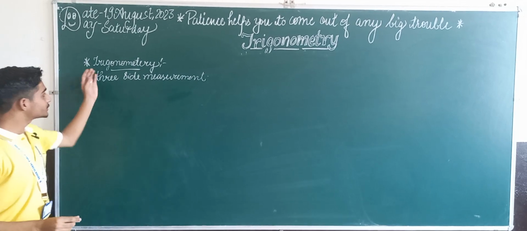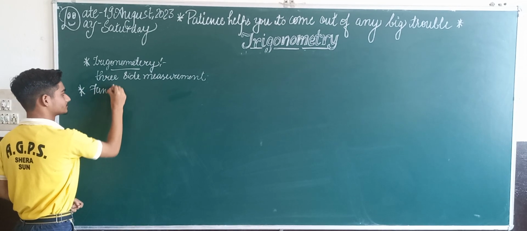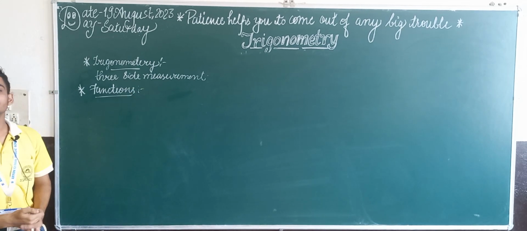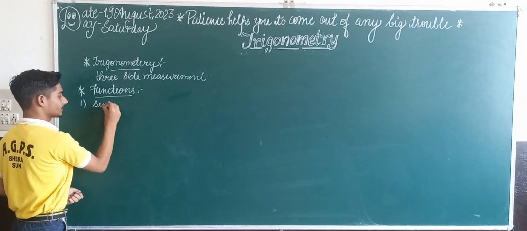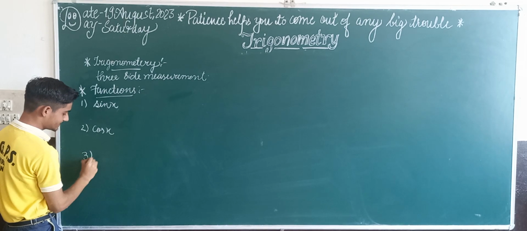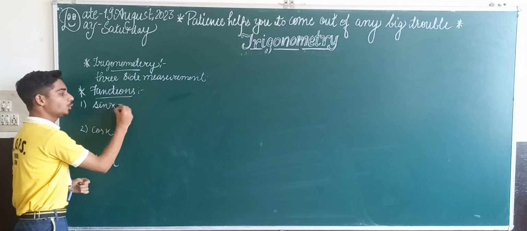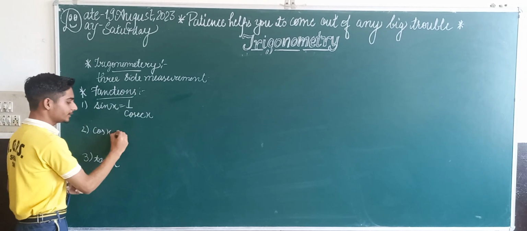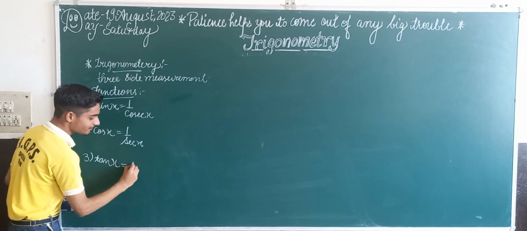Now let's discuss the functions of trigonometry. There are three functions of trigonometry. First one is sin x, second one is cos x, and third one is tan x. Sin x is equal to 1 by cosecant x, cos x is equal to 1 by secant x, and tan x is equal to 1 by cot x.